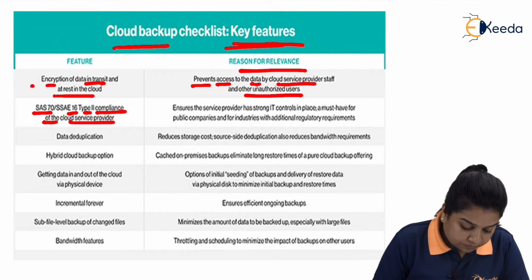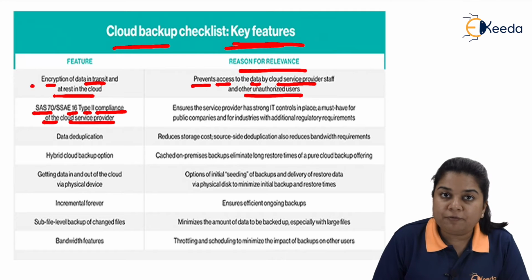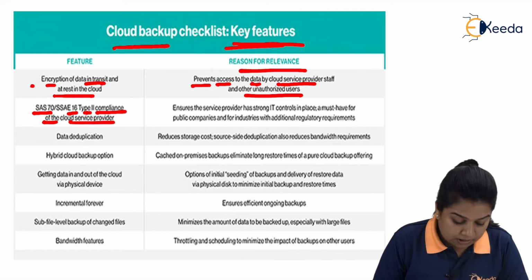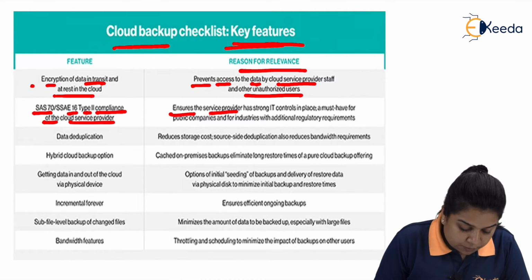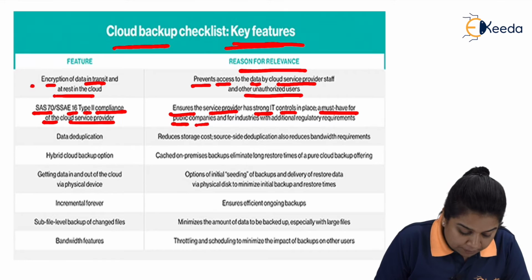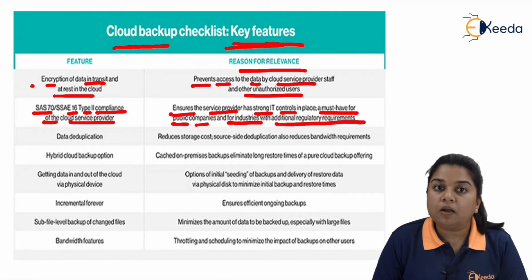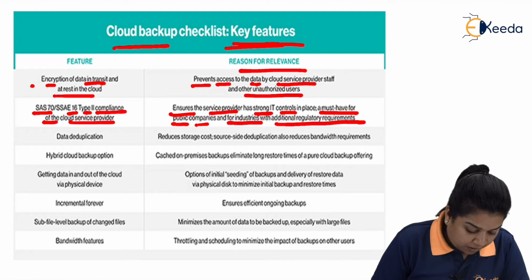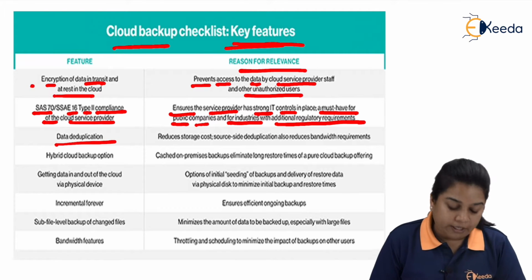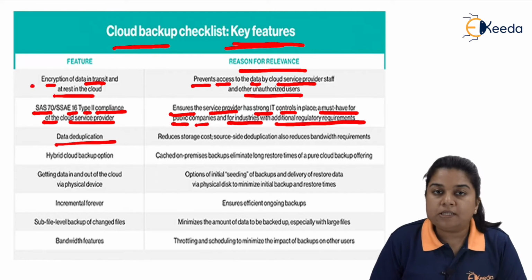Then the next thing is SAS 70 or SSAE 16 Type 2 compliance of the cloud service provider. The reason for relevance of this feature is that it ensures the service provider has strong IT controls in place, a must have for companies and for industries with additional regulatory requirements.